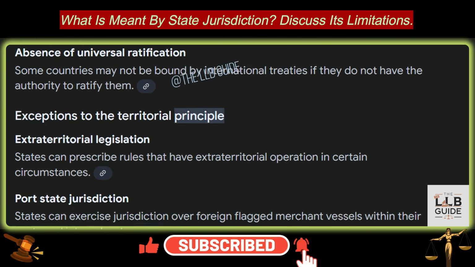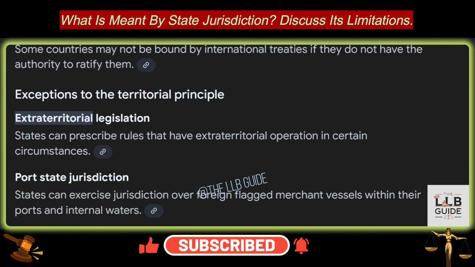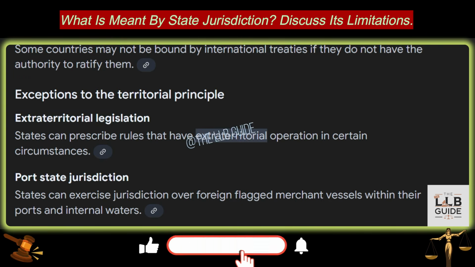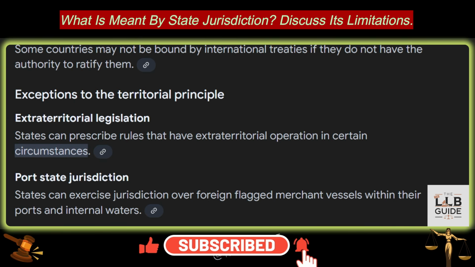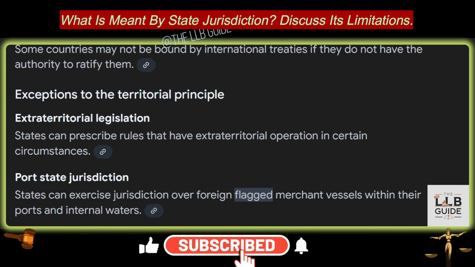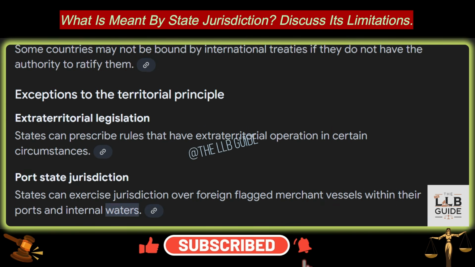Exceptions to the Territorial Principle. Extraterritorial legislation. States can prescribe rules that have extraterritorial operation in certain circumstances. Port state jurisdiction. States can exercise jurisdiction over foreign flagged merchant vessels within their ports and internal waters.